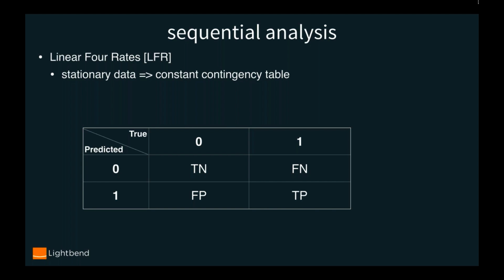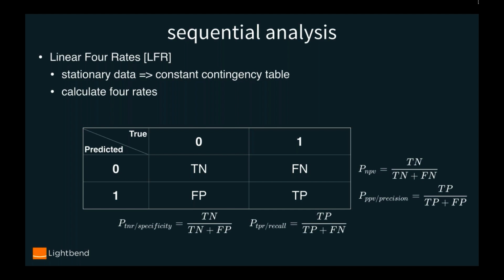Now, instead of comparing these contingency table values directly, the algorithm calls for calculating 4 rates. As you remember, the recall rate is TP divided by TP plus FN. And we have likewise the precision rate, the specificity rate, and the P sub NPV, for lack of a better name. And NPV stands for negative predictive value.